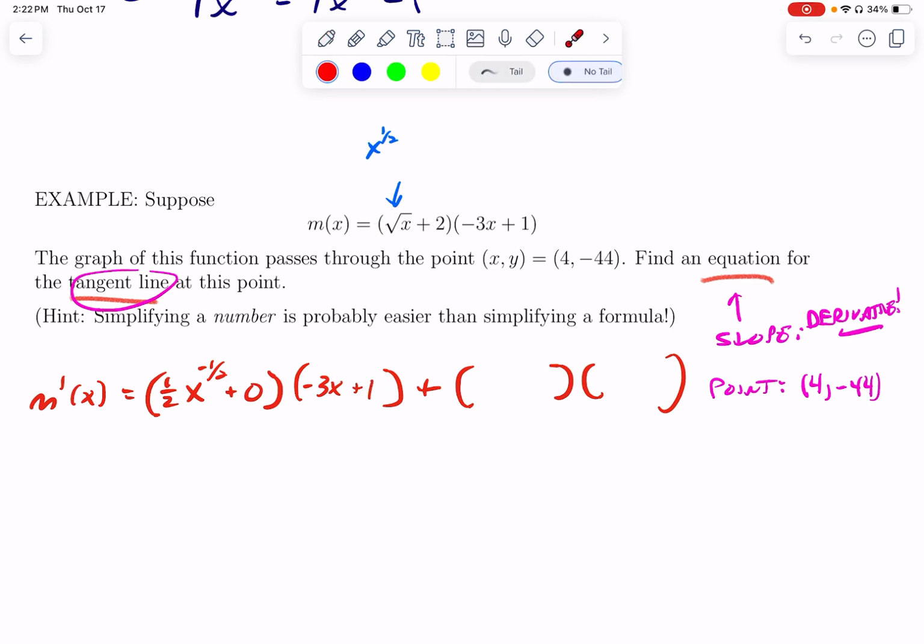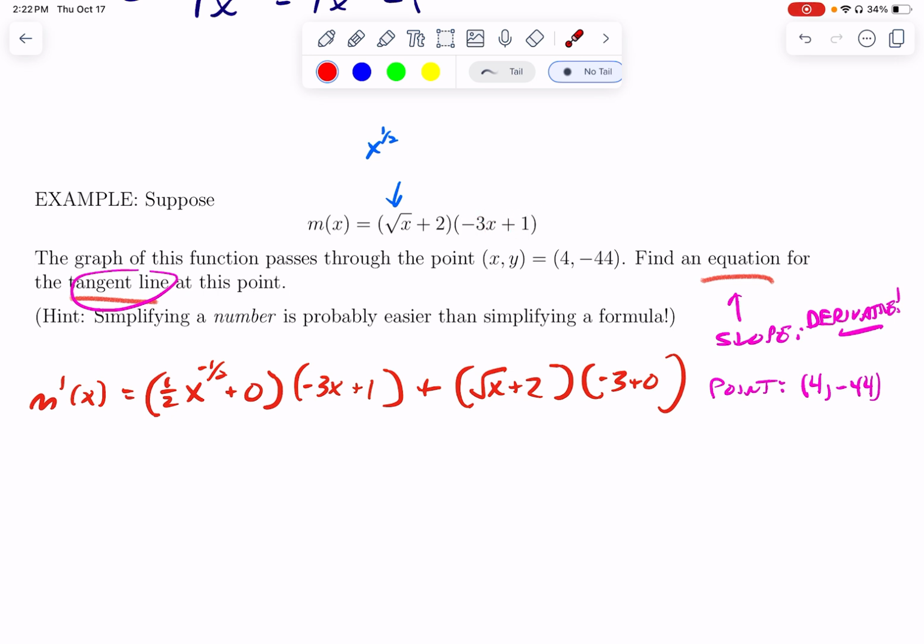Plus the first thing, root x plus 2, times the derivative of the second thing, which is negative 3 plus 0. Derivative of x is just 1. So this derivative is negative 3. Derivative of constant is 0.